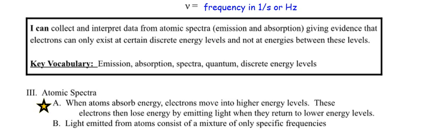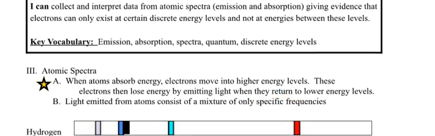Then what? They're at an excited state. These electrons are going to lose energy by emitting light. We call them photons when they return to a lower energy level. Now, light emitted from atoms consists of a mixture of only what? Specific frequencies. So here's a spectrum.